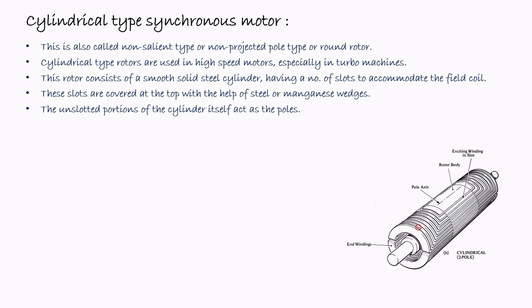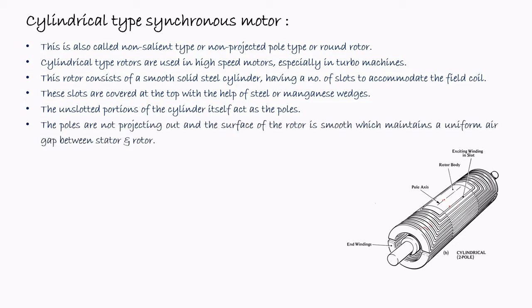So here there are a number of slots and the field windings are placed here, and this part is basically used as a pole of the rotor. The poles are not projecting out, and the surface of the rotor is smooth, which maintains a uniform air gap between the stator and the rotor. Because the shape of the rotor is cylindrical, the air gap between the stator and the rotor is uniform. This rotor has a small diameter and large axial length. If we compare with the salient type, here the diameter of the rotor is less, but its axial length is very large.